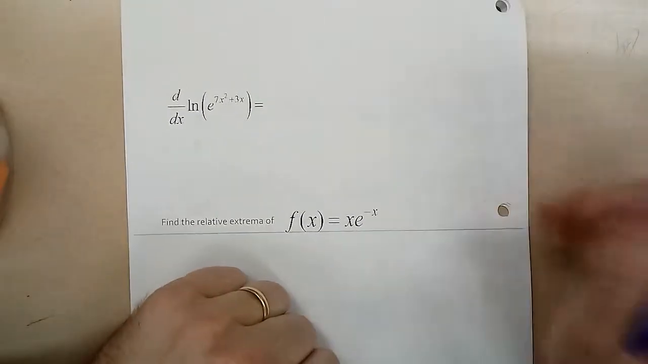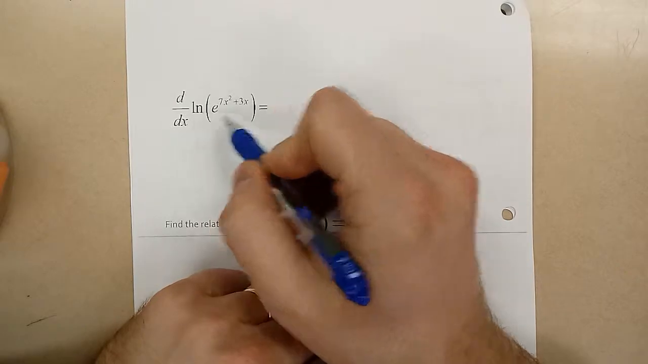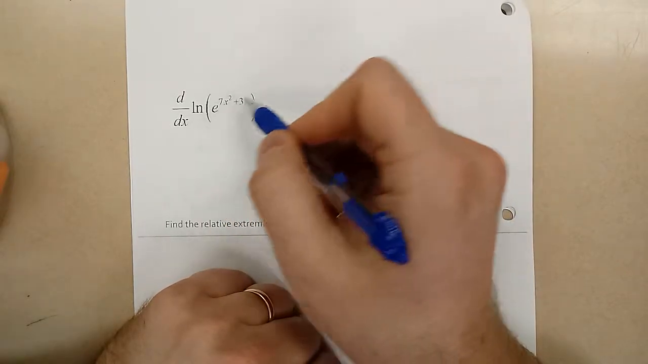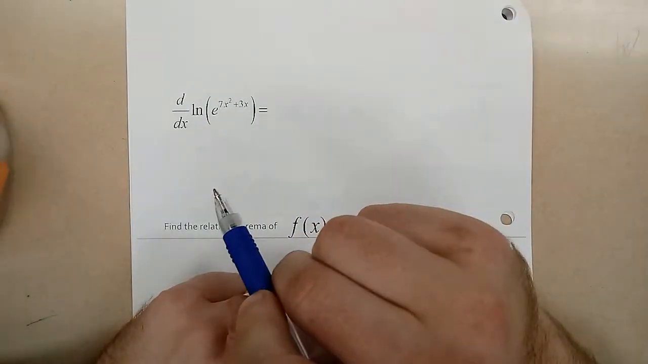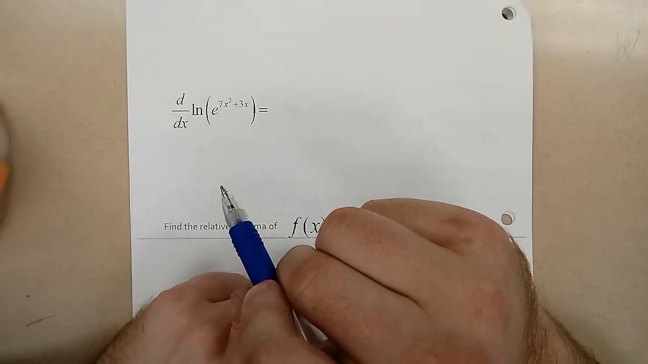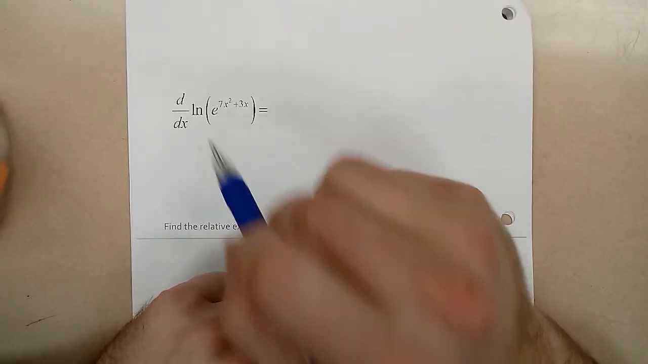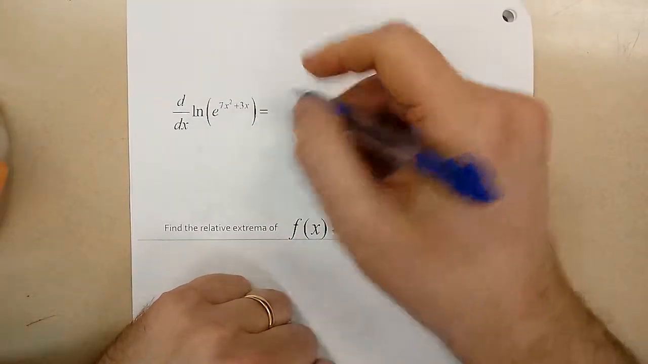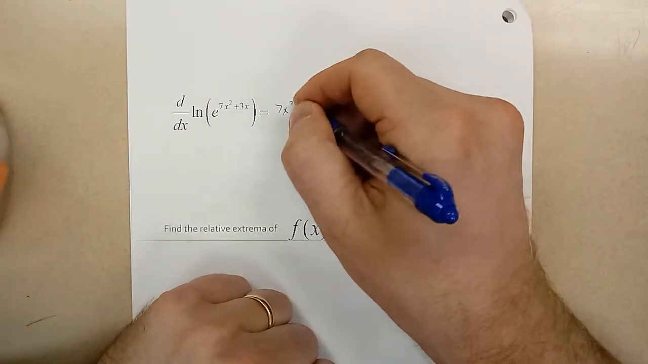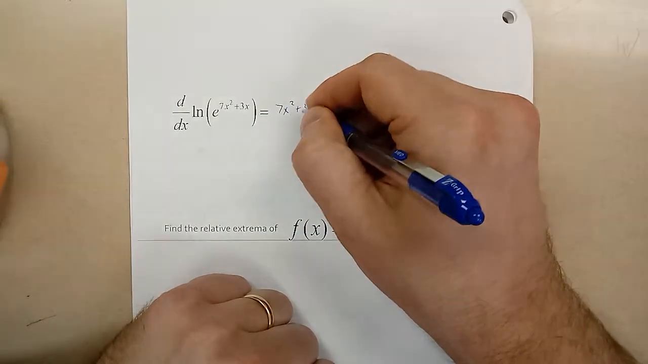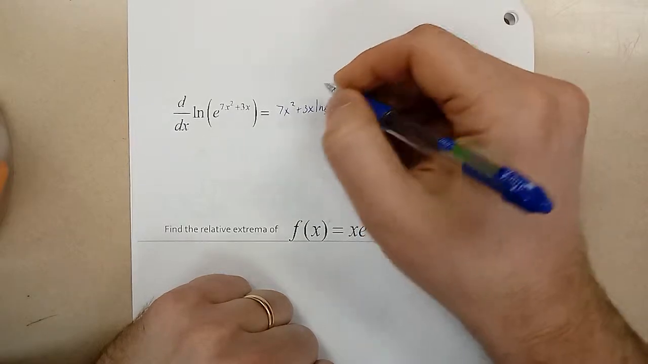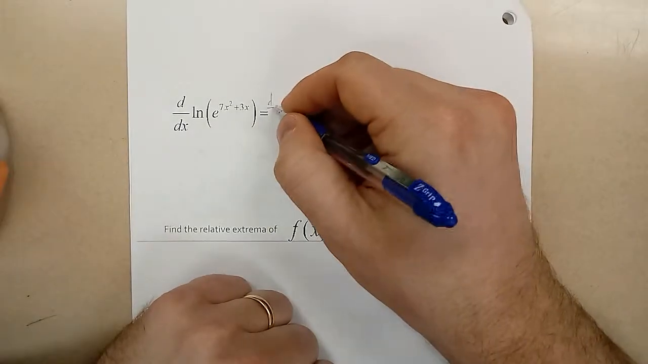All right. So now we have the derivative of a natural log of an e to... So instead of dealing with all of that, this is the natural log of something to an exponent. So we could rewrite this as 7x squared plus 3x times the natural log of e. And we're taking that derivative.